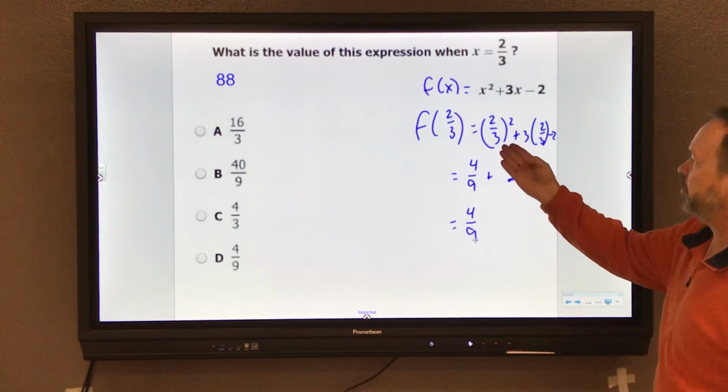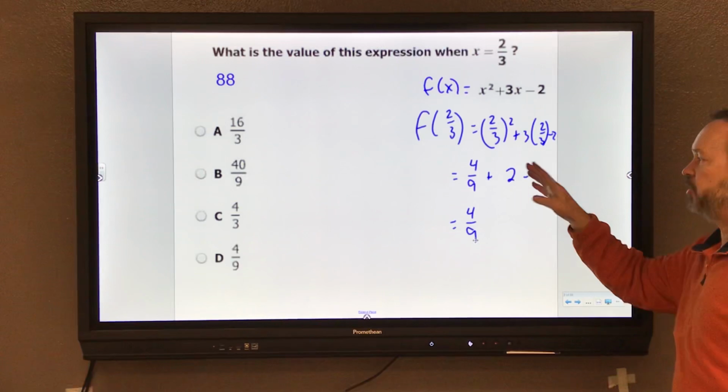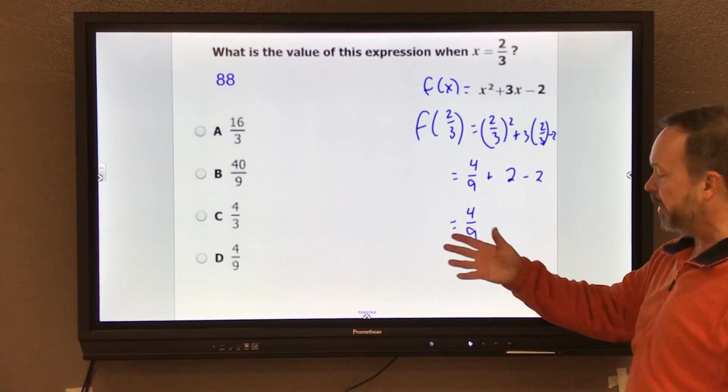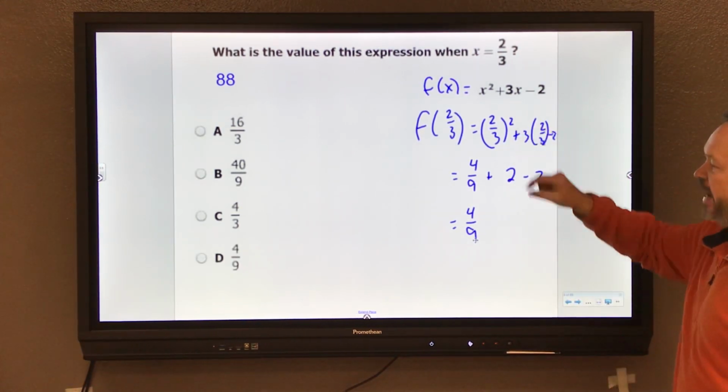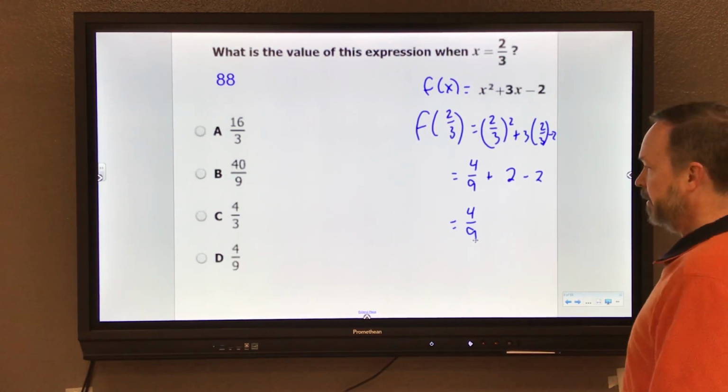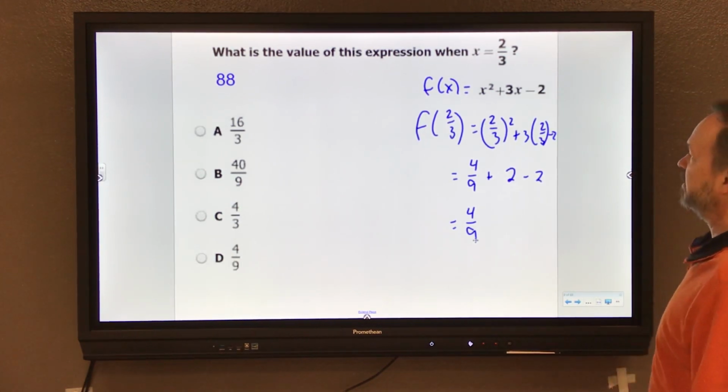Now, if you had your calculator, you could actually plug all that stuff in the calculator and not have to do the math for it. Push the button, ta-da. Just put them in as fractions if you've got the TI equipment. And it comes out really, really nice.